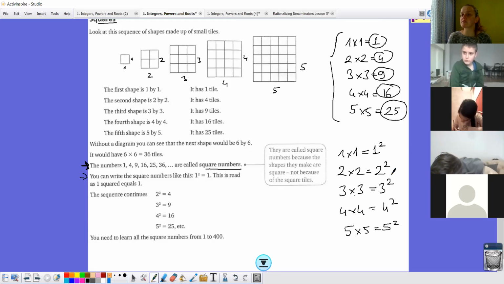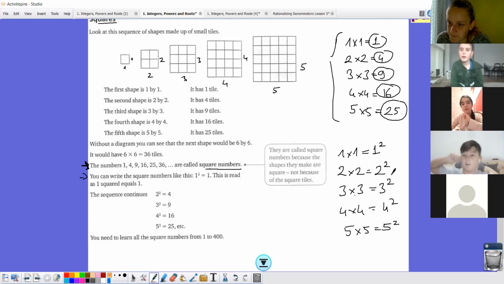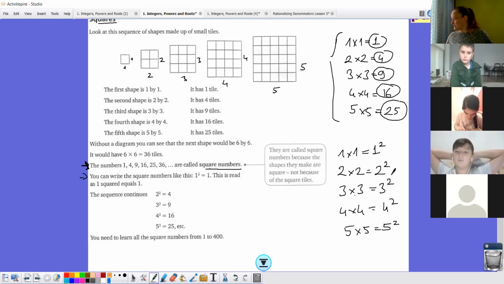What will be the next one after 25? What will be the next square number? 36, then 49, then 64, 81, 100. Okay. You need to know them, okay? Pretty easy.